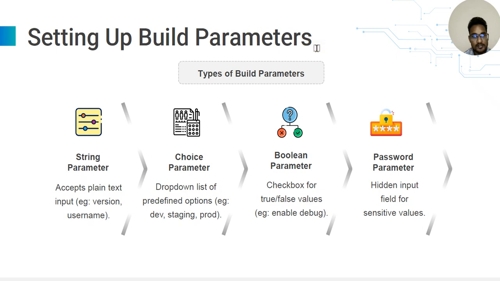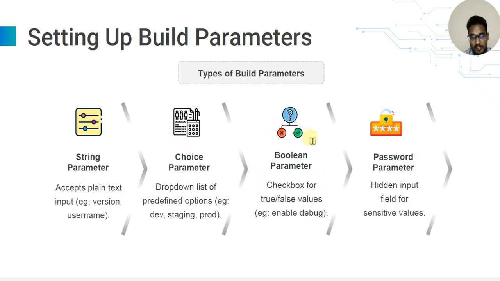Setting up build parameters. There are four types of build parameter: string parameter, choice parameter, Boolean parameter, and password parameter. String parameter is a plain text input, for example a version or username. Choice parameter is a drop-down list of predefined options. Example: DevOps, dev, staging, prod. This is just a choice parameter.